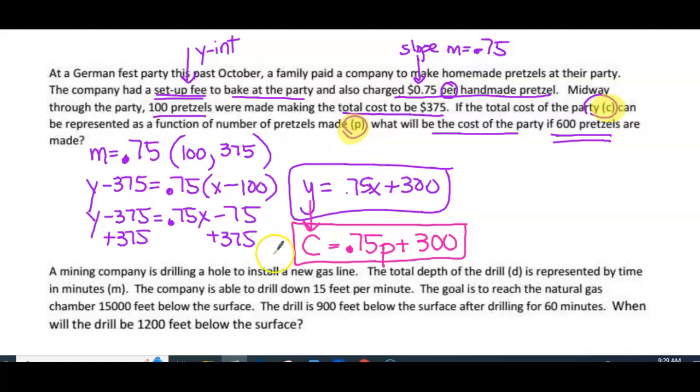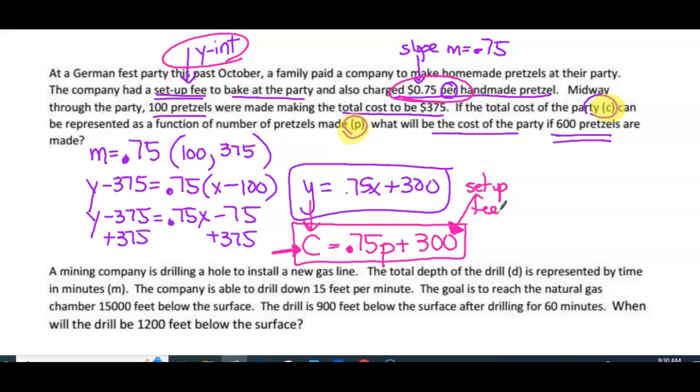The C is the first thing. We know that C, it says, is the total cost. 0.75, we talked about the slope being how much they charge per pretzel. So 75 cents, and the P is the number of pretzels. But what is this $300 over here? We need to know what that means, just in case they would ask a question. So this $300 is our y-intercept, which when we were reading our problem said it was the setup fee. Make sure you always know what your equation represents.